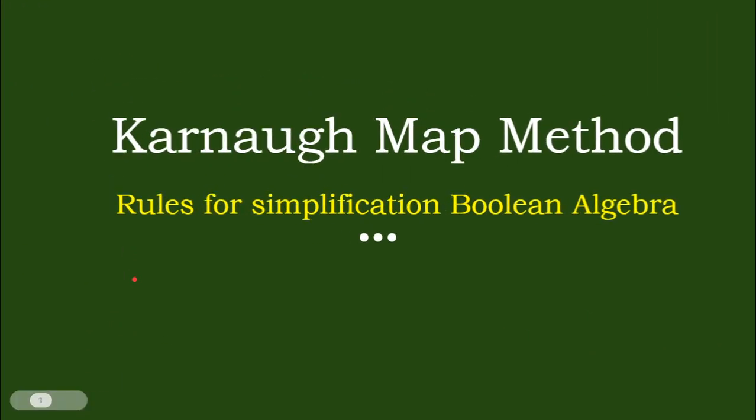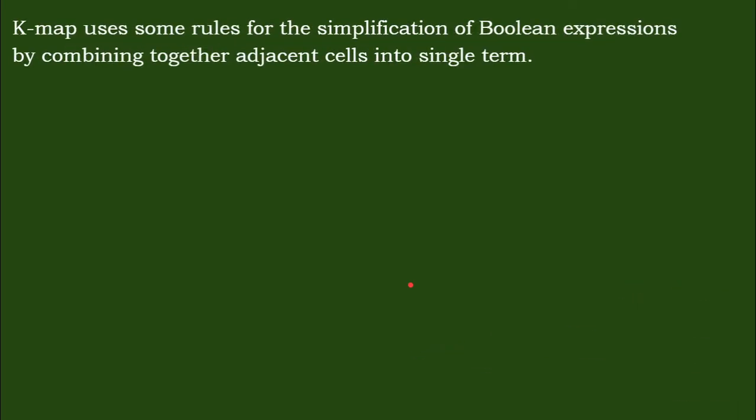Hello everyone, in this video we are going to see the rules on how to simplify Boolean algebra using the Karnaugh map method. Let us see first of all how the Karnaugh map rules are used, by first combining the adjacent cells into a single term.